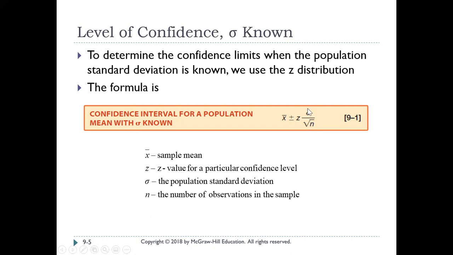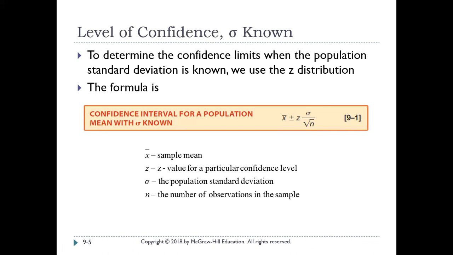So sigma divided by square root of n is our standard error. So it's the standard deviation of the population divided by the square root of n. Again, as n increases, this whole value is going to reduce because its denominator is going to get larger. If this gets larger, the variance gets larger. This whole thing is also going to get larger. And then Z is going to be the Z value for a particular confidence level.